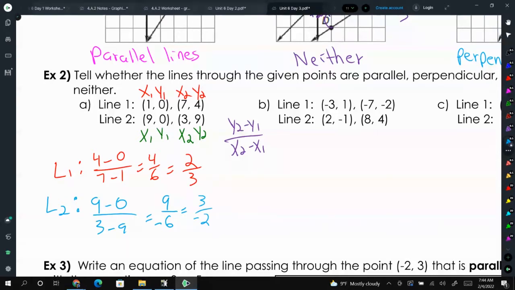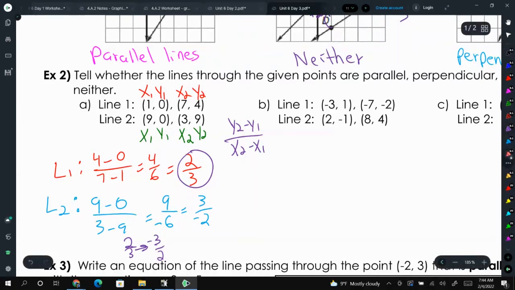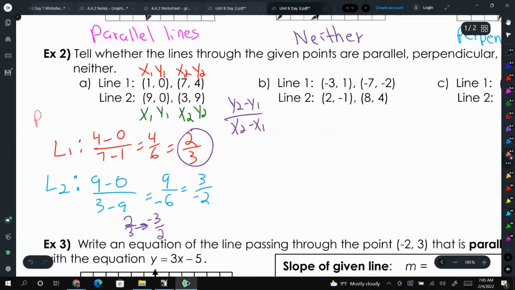Now, this is where we want to see, are they the same? Obviously, they're not the same. One slope is negative, one slope is positive. And remember, when you have a negative slope, it doesn't matter if the top number is negative or the bottom number is negative. Just if one of them is negative, there is a negative slope. So if we were to take 2 over 3 and flip it, that'd be 3 over 2, but then change the sign from positive to negative, we have negative 3 over 2, which is the same as 3 over negative 2. So these two lines are perpendicular.